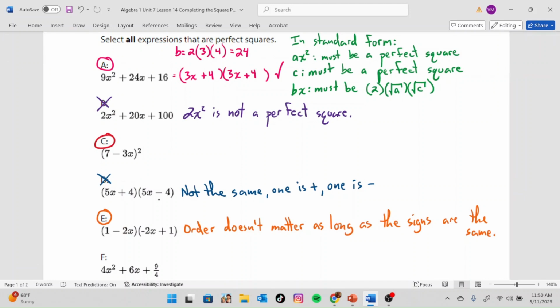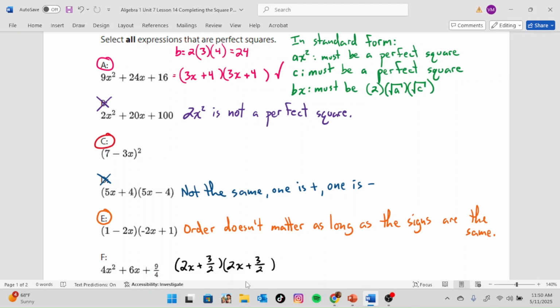And lastly, let's check F. The first thing I see is that ax squared is a perfect square. I can get that by multiplying 2x times 2x. So we're good so far. Then I look at my C term. 9 over 4 is a perfect square. I can get that by multiplying 3 halves times 3 halves.